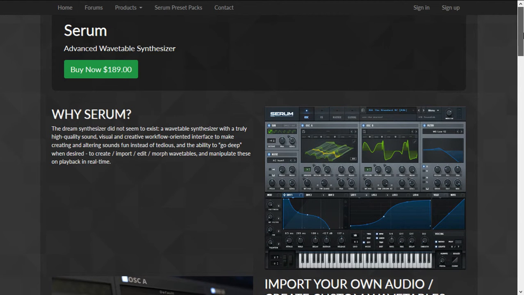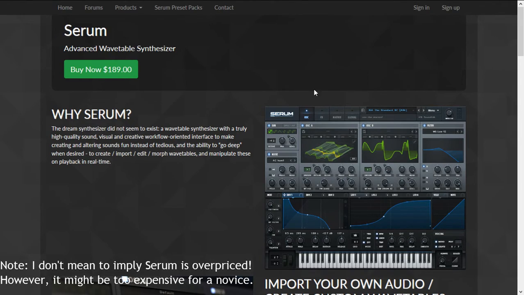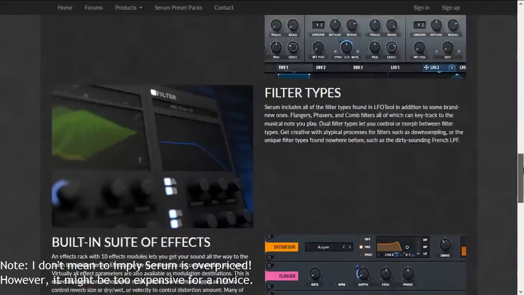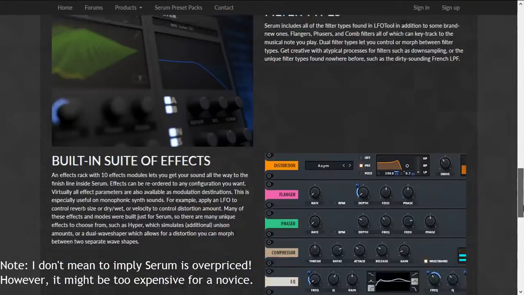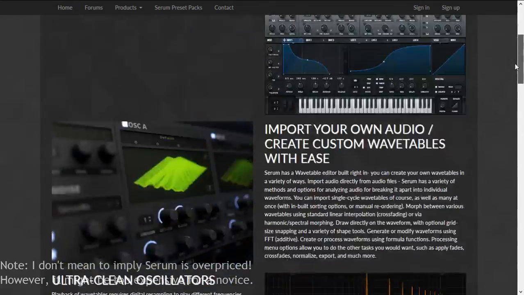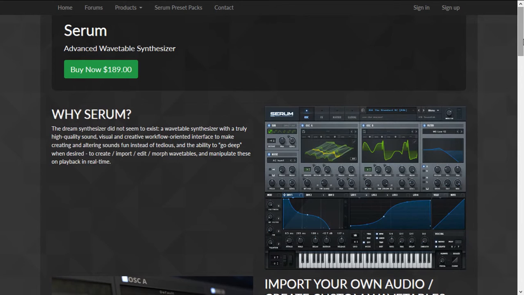Okay, here it is. Serum, Advanced Wavetable Synthesizer. I'm a beginner. What is wavetable? Why now? $189. So you just began, you just got your DAW, and now you have to buy this thing that could be more expensive than your DAW. And you look at it, wow, this looks very advanced, but yeah.